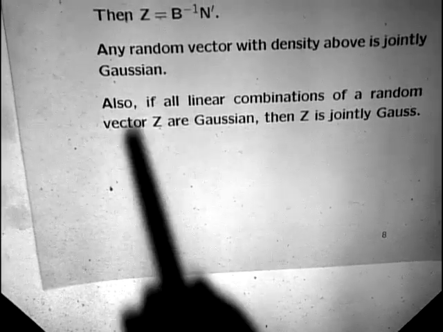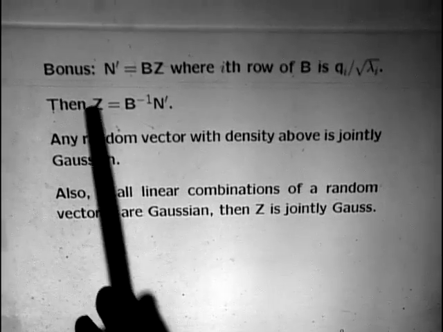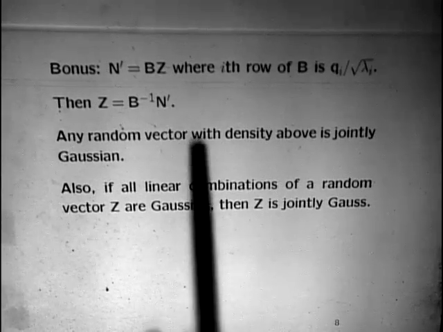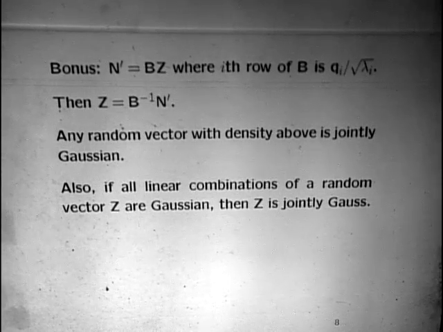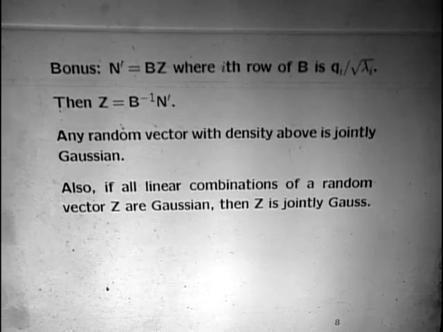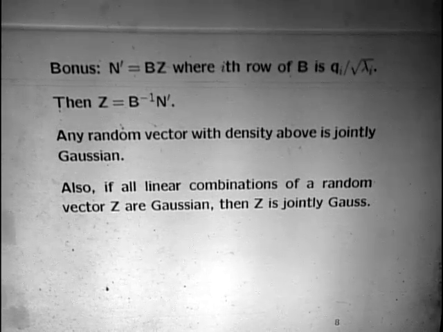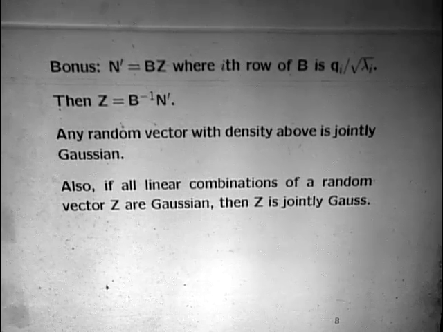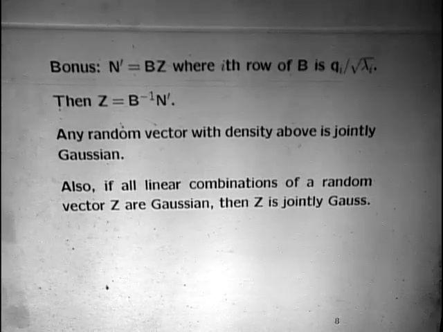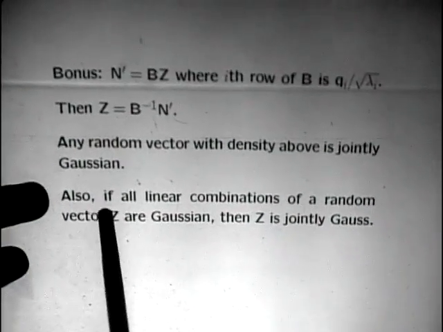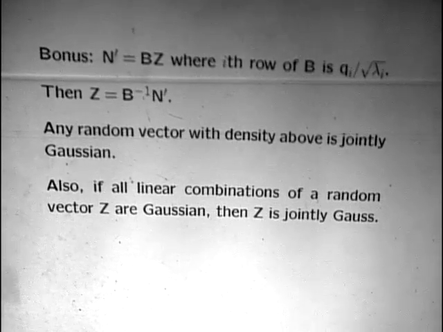then you have the property that n prime is equal to Bz and z is equal to B inverse n prime, which says that if you have this probability density, then you have jointly Gaussian random variables. So we have an alternate definition: random variables are jointly Gaussian if they have this probability density. So you don't need to say that you can somehow represent them as linear combinations of normal random variables. Then there's something even simpler. It says that if all linear combinations of a random vector z are Gaussian, then z is jointly Gaussian.